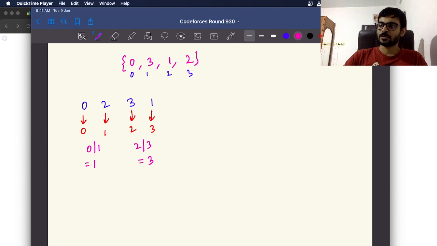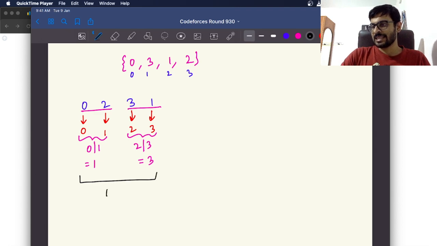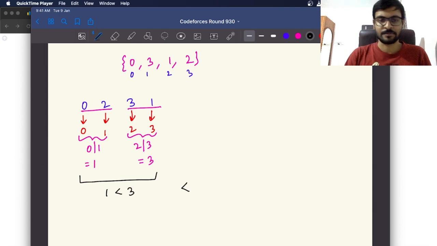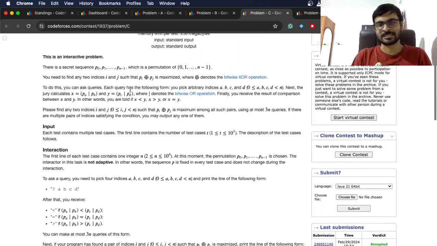So the jury will calculate the OR of the values at these two positions and the OR of the values at the other two positions, and will give us these values 1 and 3, and then we can compare and say which one is greater. We can say 1 is less than 3, so it will return less than. You can check over here, it will return this less than. We have to input it and take the next steps.